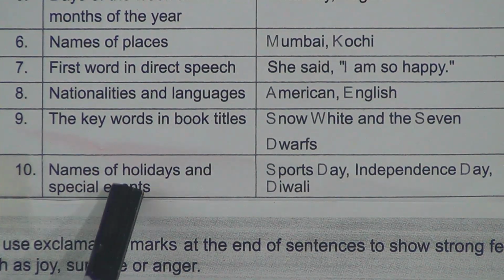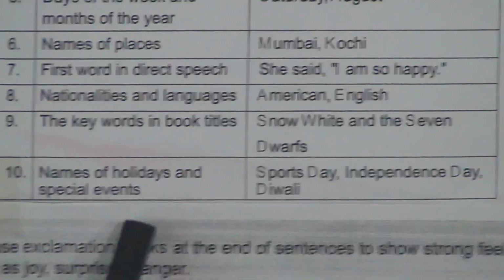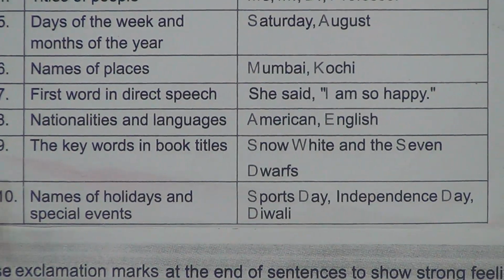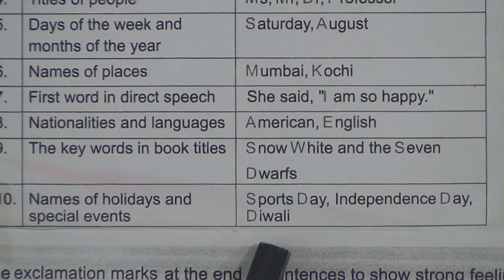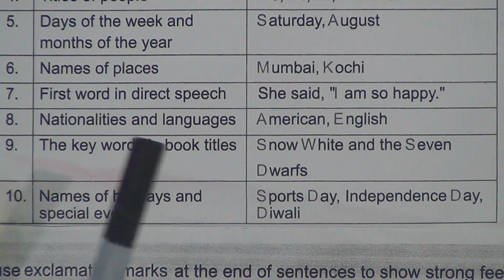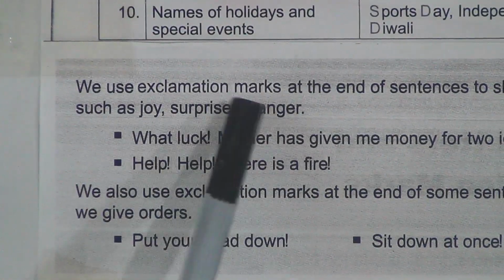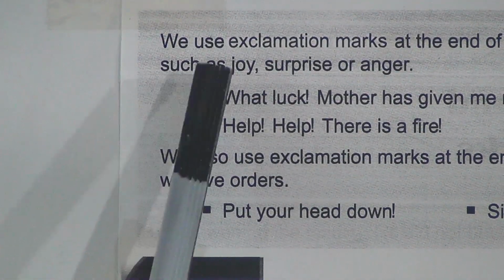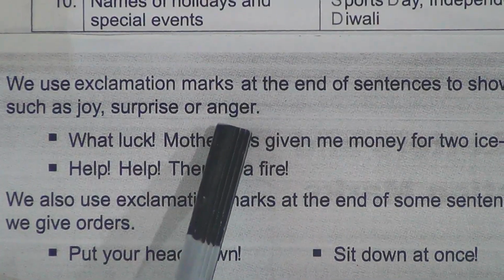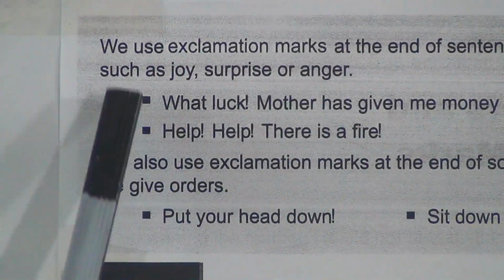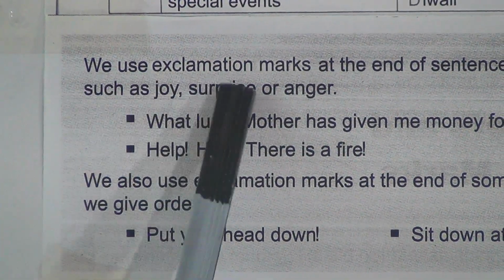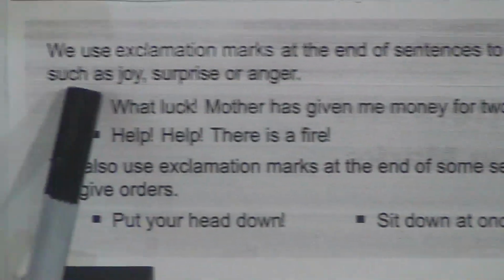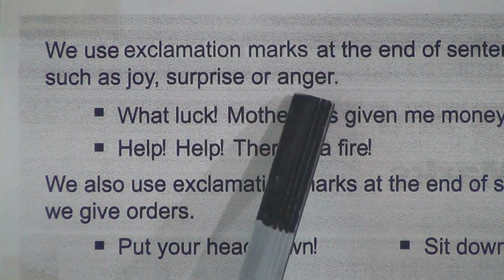Number 10, names of holidays and special events. Sports Day, Independence Day, Diwali. These are examples of holidays. So these will be in capital letter also. We use exclamation marks at the end of sentences to show strong feelings such as joy, surprise or anger. Students, I am repeating the rule again. We use exclamation marks at the end of the sentence to show strong feelings such as joy, surprise or anger.